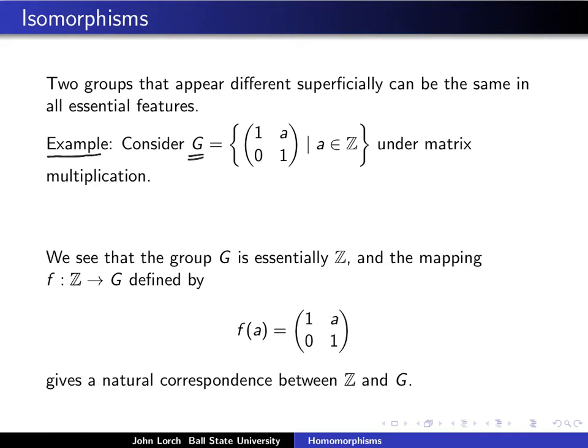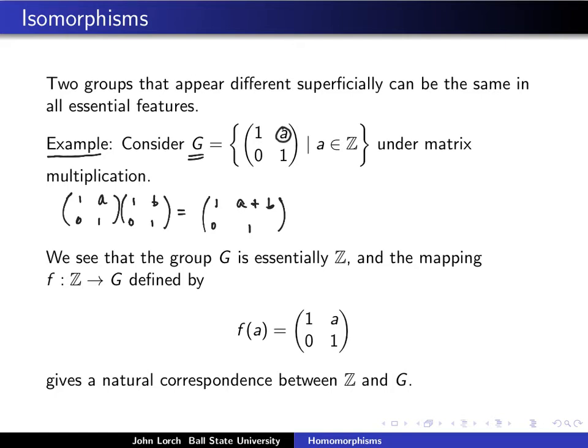on the main diagonal and some integer in the upper right entry. So the operation in this group is going to be matrix multiplication. Now if we just combine a couple of elements in this group, say 1, a, 0, 1, and 1, b, 0, 1, and we perform our little matrix multiplication here, we'll find that what we wind up with is this matrix, again with ones on the diagonal, but this time in the upper right we have an a plus b.